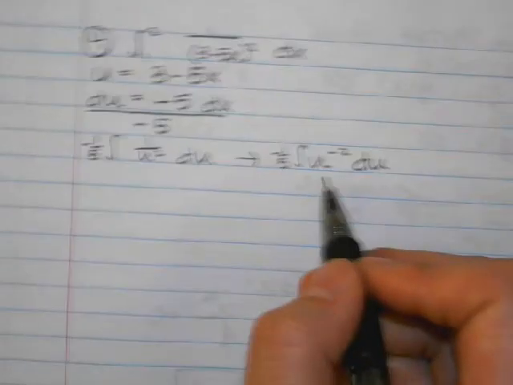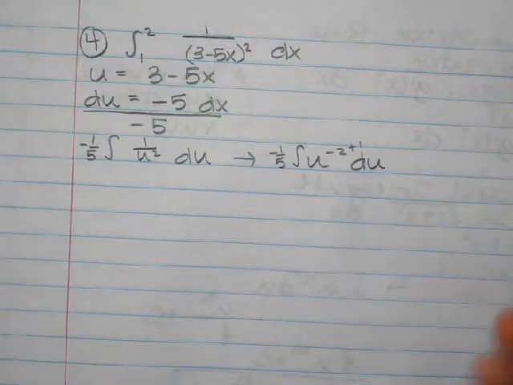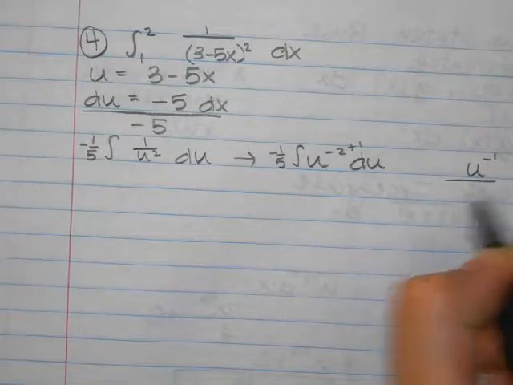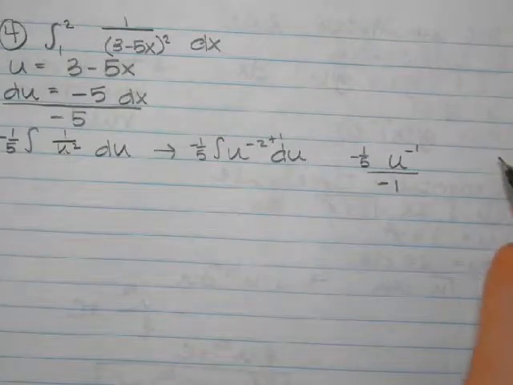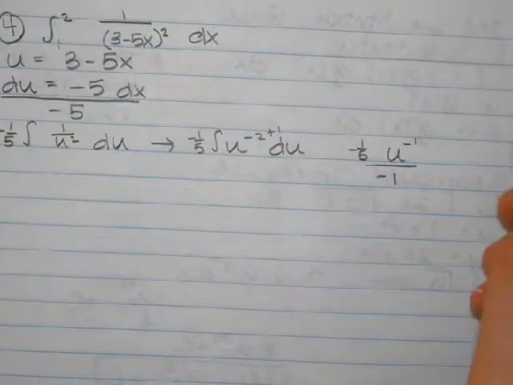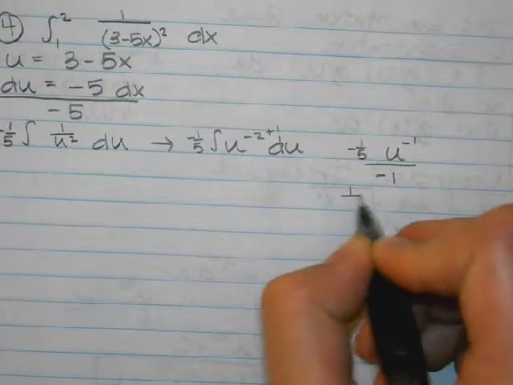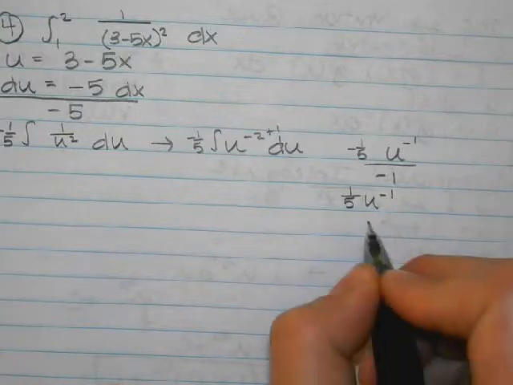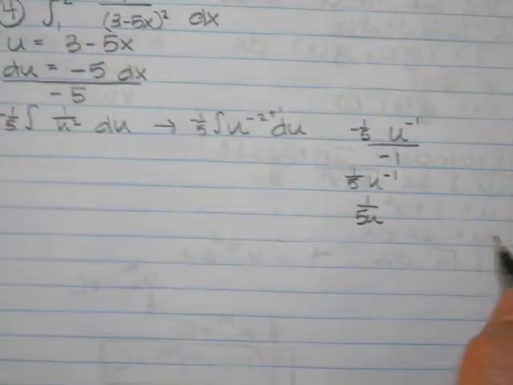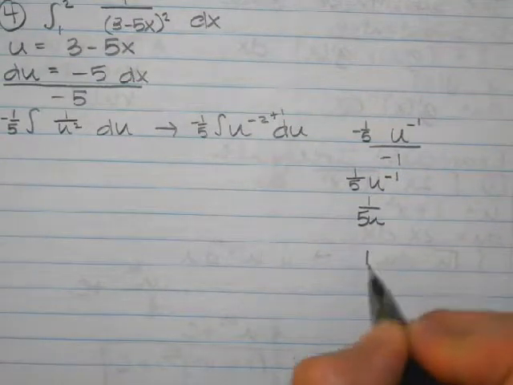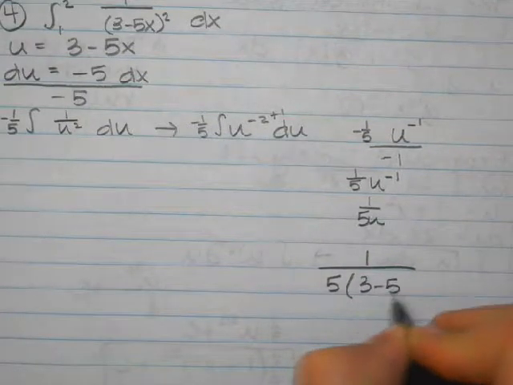How do we get the integral for this? Plus 1 would be -1, right? Divided by -1, and we have a -1/5 in the front. So what is that when I simplify all of that? So yeah, 1 over 5u. Okay. So if we fix it, that's what it is. So now we can go back and we can plug this stuff in for u. So that should be 1 over 5 times (3 minus 5x).